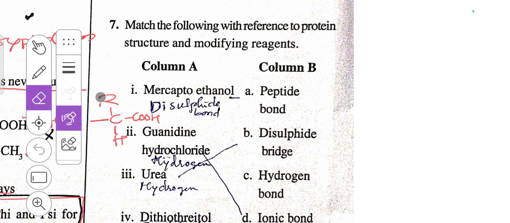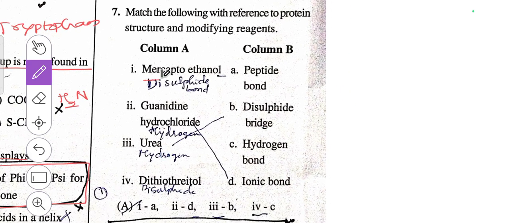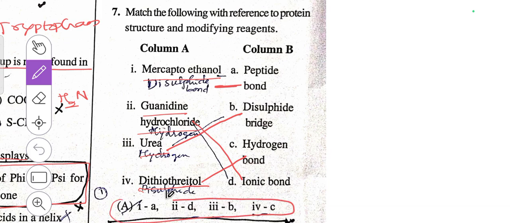Then seventh question, you have to match the following. Here they have given mercaptoethanol, guanidine hydrochloride, urea, and dithiothreitol. So this mercaptoethanol will be seen in a peptide bond, whereas guanidine hydrochloride will be seen in this ionic bond. Urea, where you will come across this disulfide bridge, and dithiothreitol, that is hydrogen bond. So A is the right answer for this question.